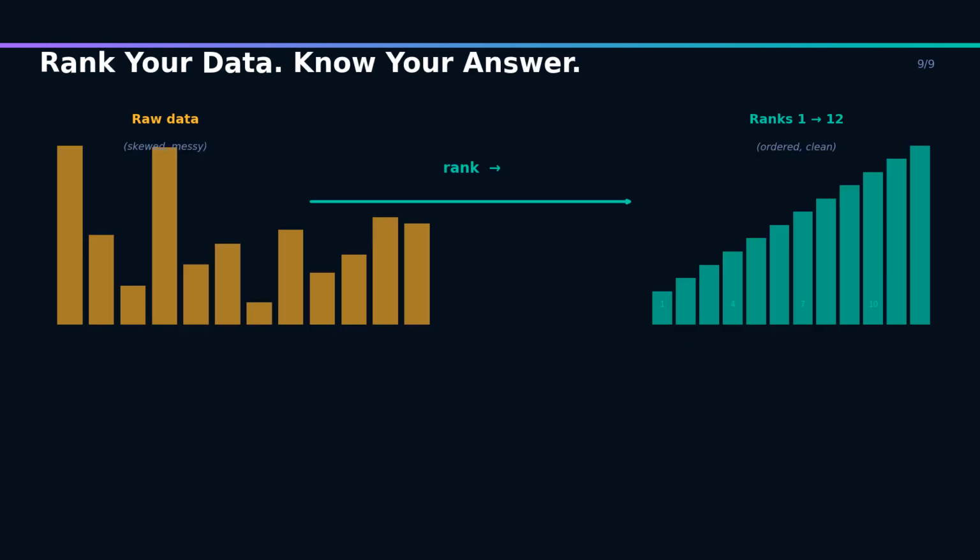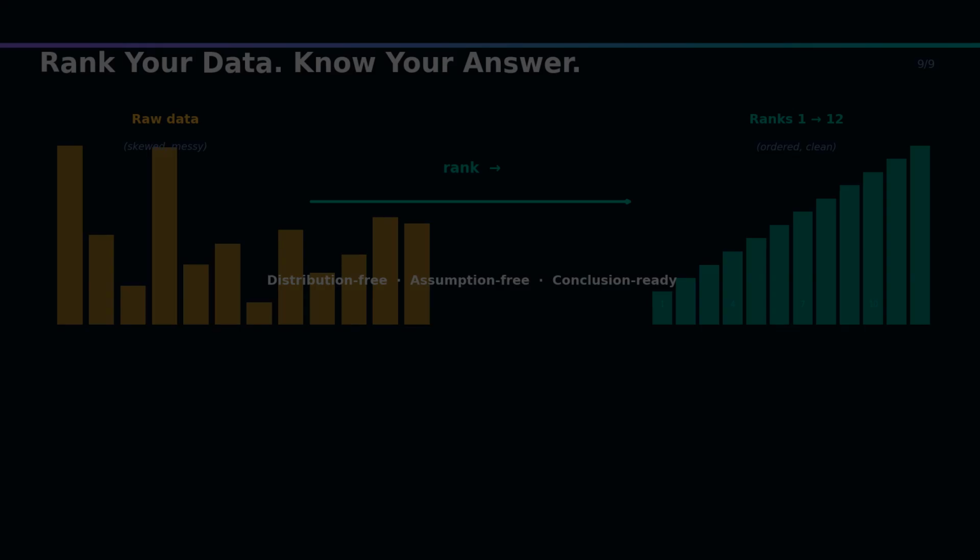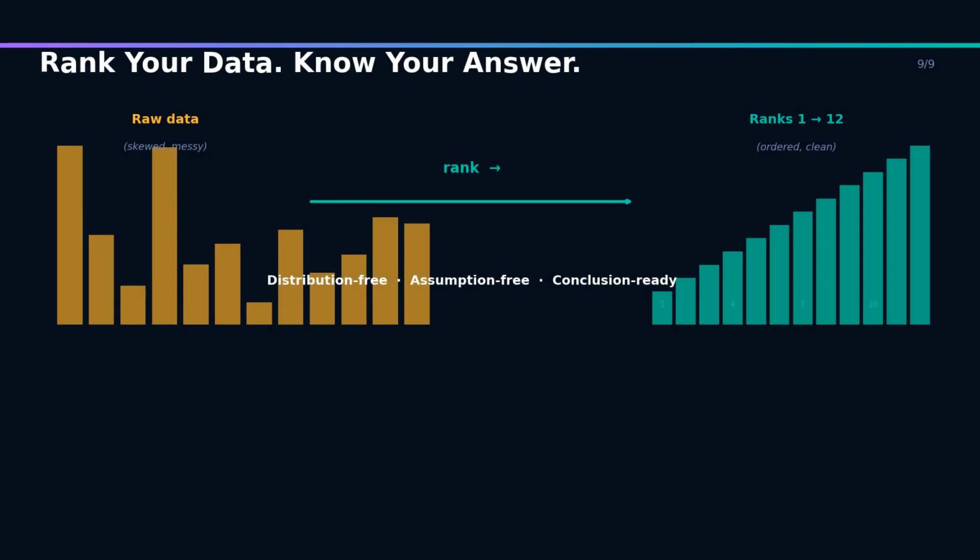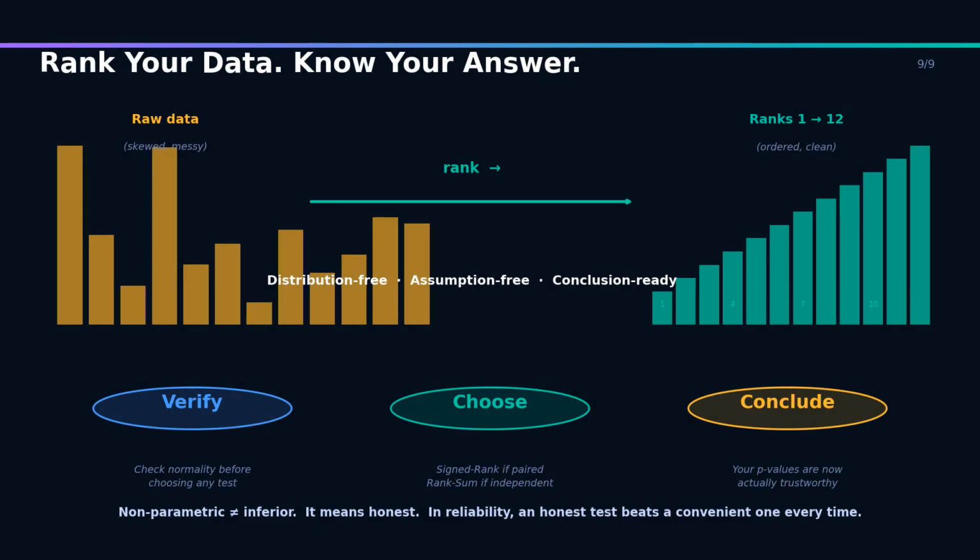Remember 3 words. Verify your distributional assumptions before choosing any test. Choose the right Wilcoxon variant based on whether your data is paired or independent. And conclude with confidence, knowing your p-values are actually trustworthy. In reliability engineering, the strength of your conclusion is only as good as the test you chose. Choose correctly.